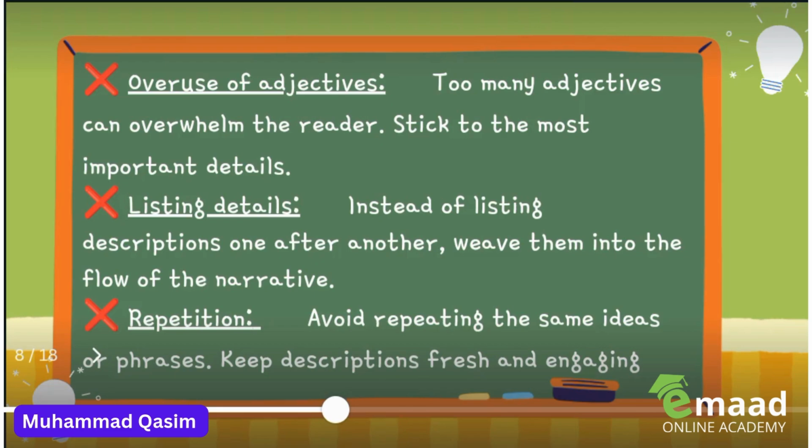Listing details is also not the right way. Instead of listing descriptions one after another, weave them into the flow of the narrative, the way you are moving your text through and you are adding more things. So keep things in a sequence and keep adding. Maintain the overall flow of narrative, the overall flow of your text.